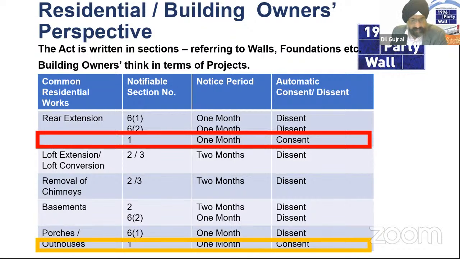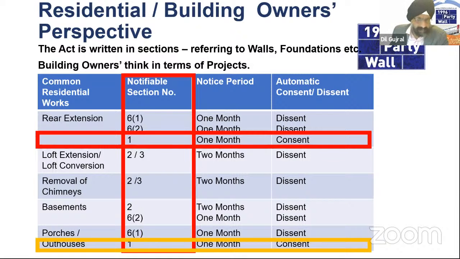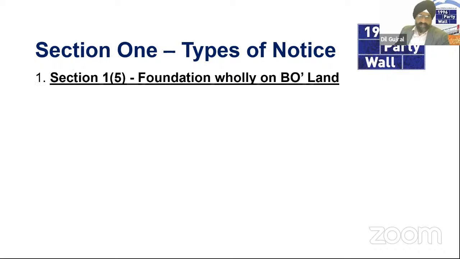So look, we're going to talk about section 1 notices. They're used for rear extensions, outhouses, and very occasionally porches. So that's today's topic, today's question: what are the types of section 1 notice? There's actually 3 types. There's 1.5, subsection 5, which is where the foundations are wholly on the building owner's land. So basically, where you're building right up to the boundary.